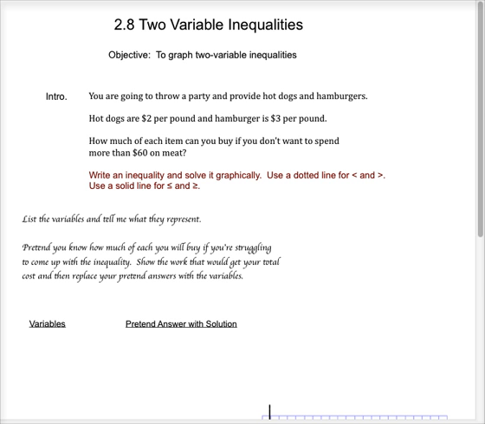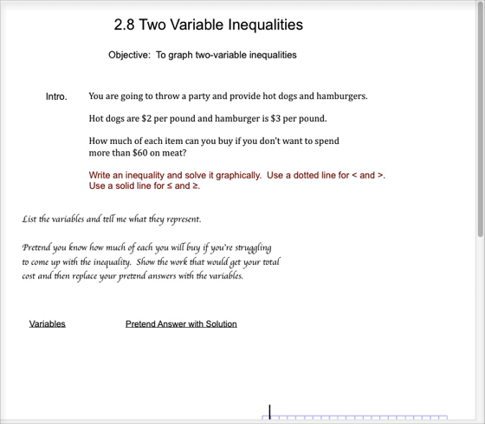So our word problem. You're going to throw a party and provide hot dogs and hamburgers. Hot dogs are $2 per pound and hamburgers are $3 a pound. How much of each item can you buy if you don't want to spend more than $60 on meat?